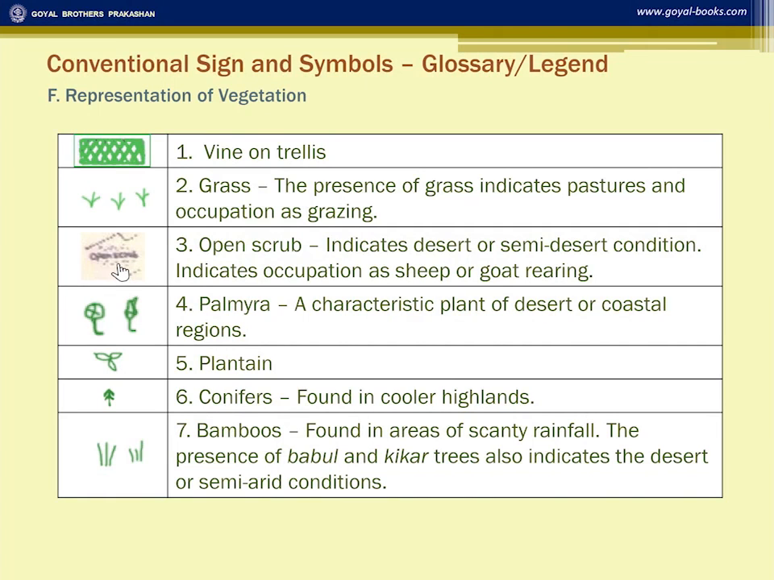Also, the presence of open scrub shows that the area may have seasonal rainfall. Very little rainfall is received in this area. So if too much open scrub is found, one can say the area receives seasonal rainfall.